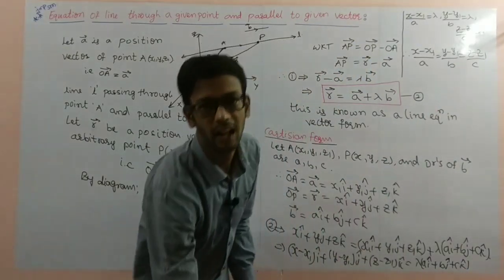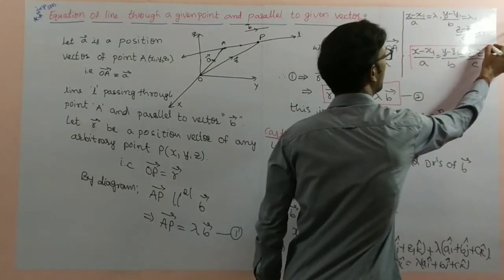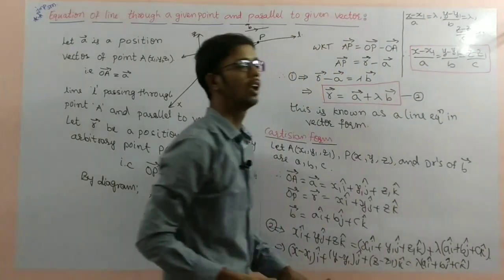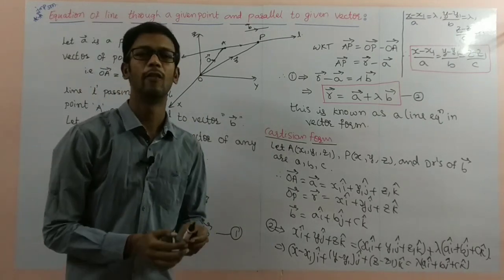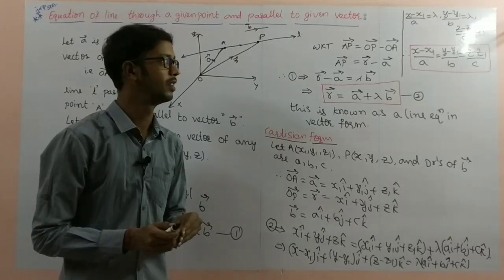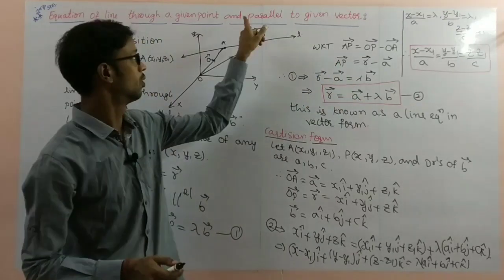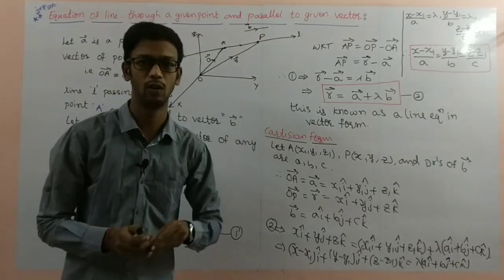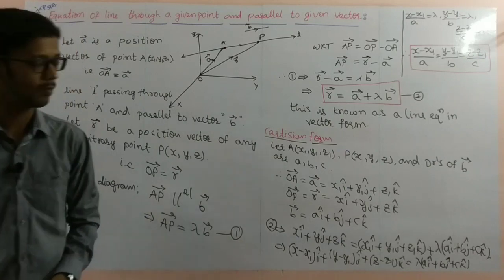This is called a Cartesian equation, the line equation in Cartesian form: x minus x1 by a, y minus y1 by b, z minus z1 by c. So this is the Cartesian equation of a line passing through a given point and parallel to the vector. Pause the video to note it down.